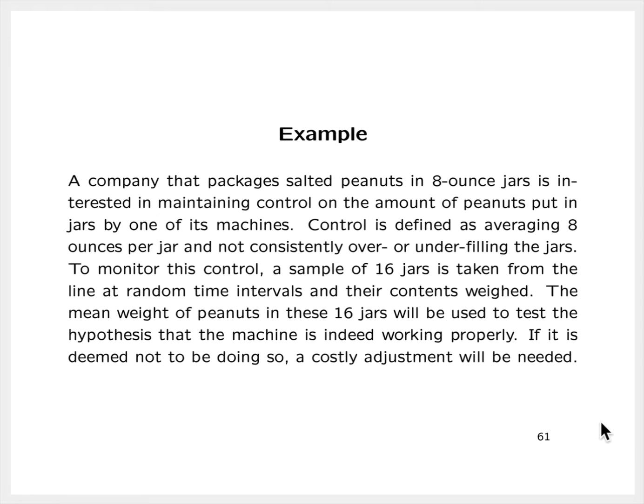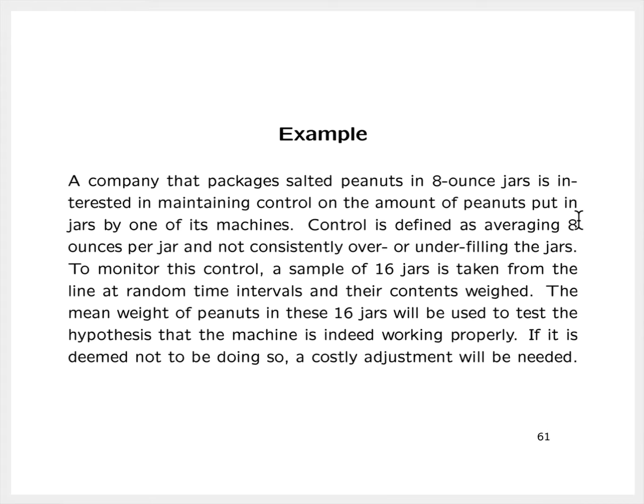Now let's look at an example. So suppose that a company, we're getting back to the peanut example. So a company that packages salted peanuts in 8-ounce jars is interested in maintaining control on the amount of peanuts put into jars by one of its machines. Control is defined as averaging 8 ounces per jar and not consistently over or underfilling the jars.